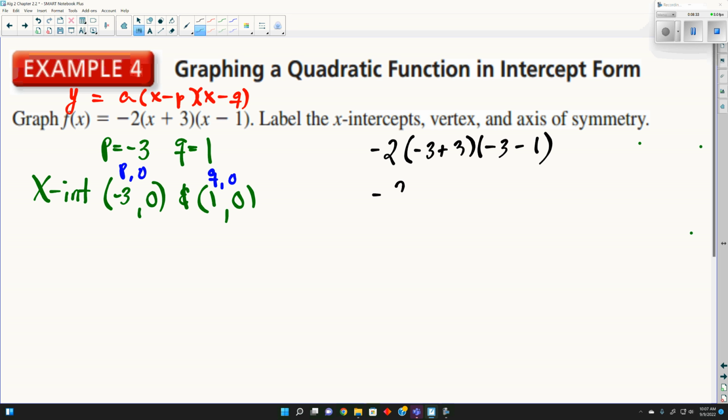Because we know that this should equal what? 0, yes? For the first one here, negative 3 plus 3 is? 0, yes? Negative 2 times 0 is? 0 times 4, negative 4 is? So, when the x value is negative 3, the y value, what this equals, is indeed 0. Yes?